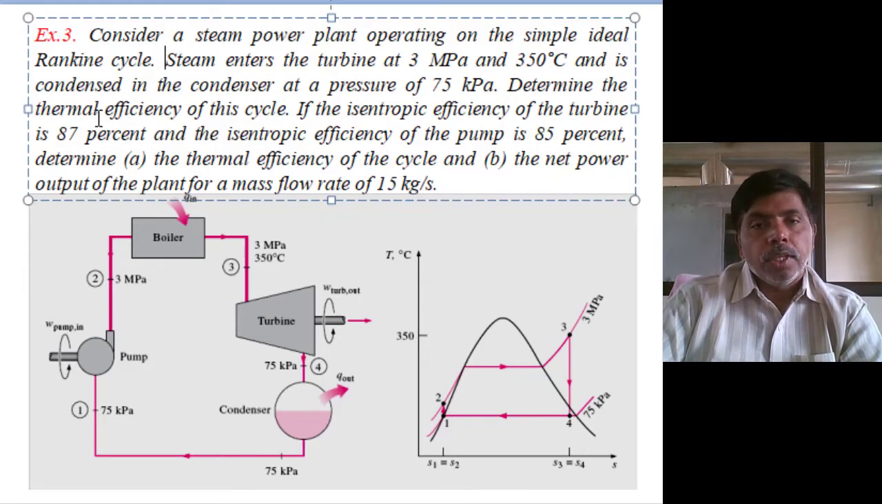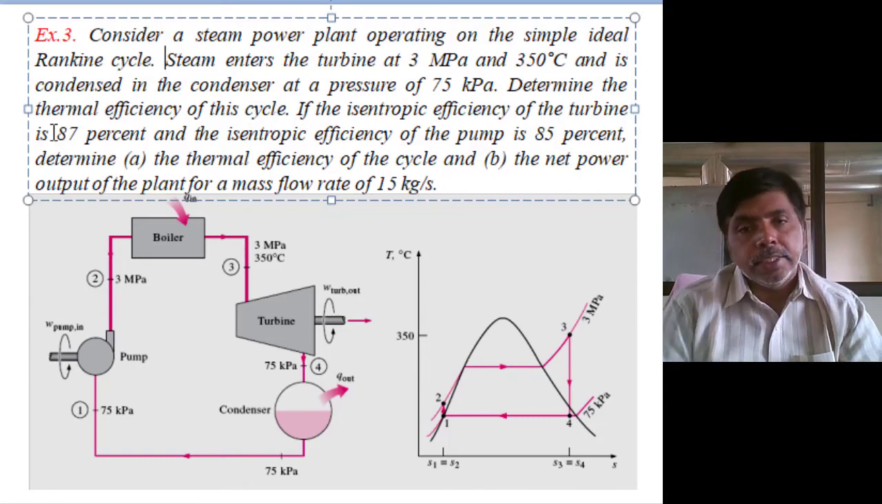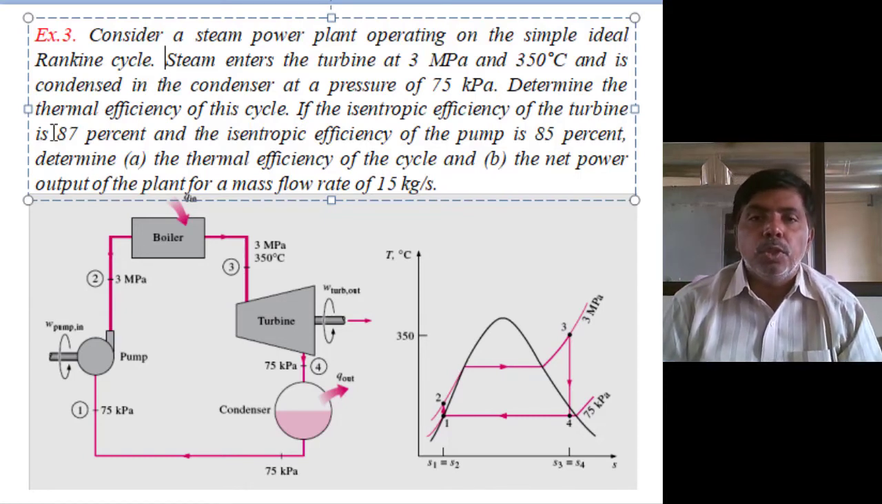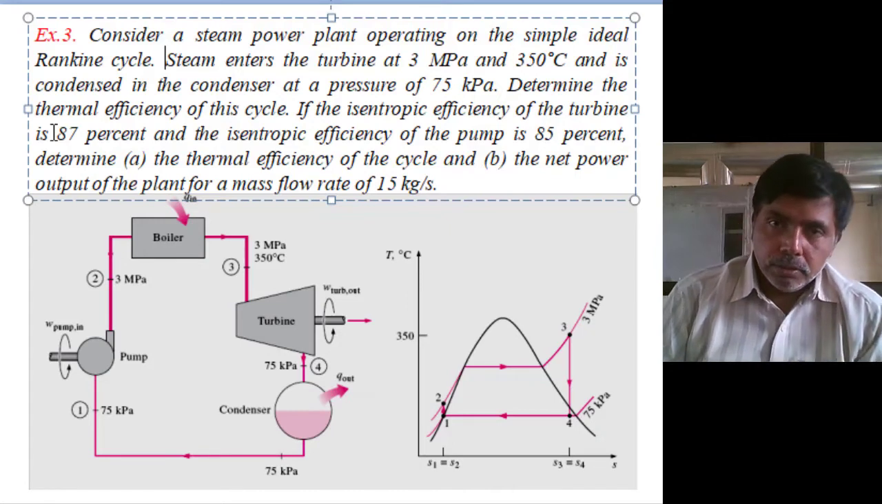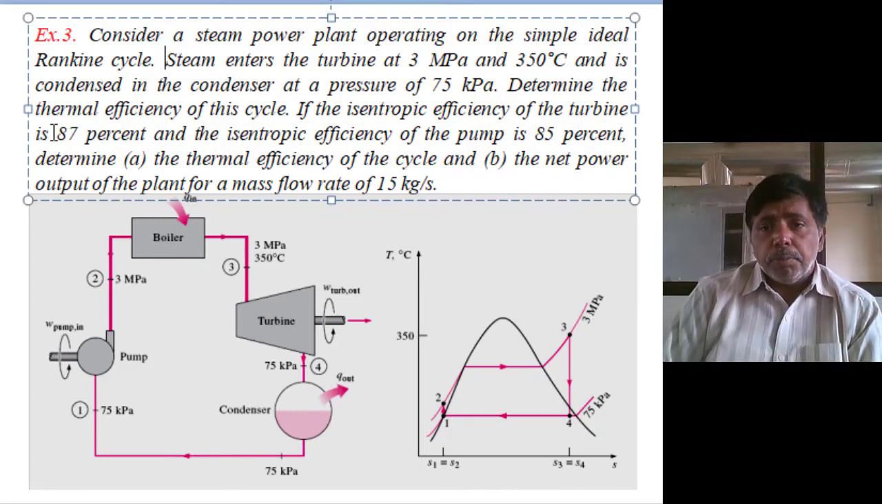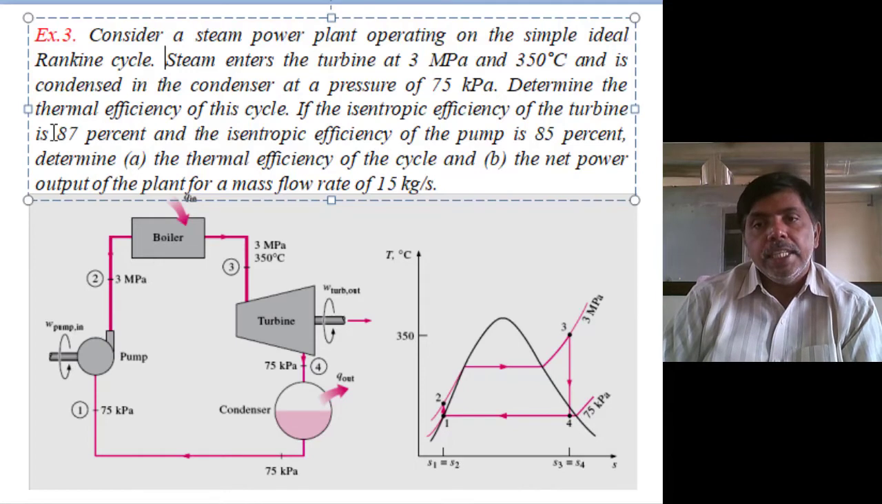Determine the thermal efficiency of the cycle first. If the isentropic efficiency of the turbine is 87%, and the isentropic efficiency of the pump is 85%.